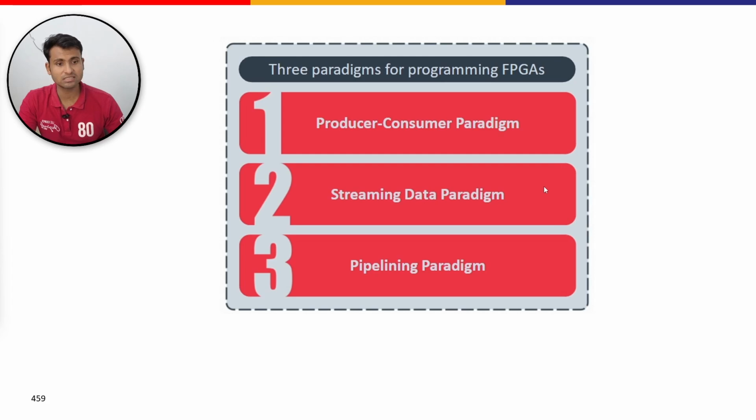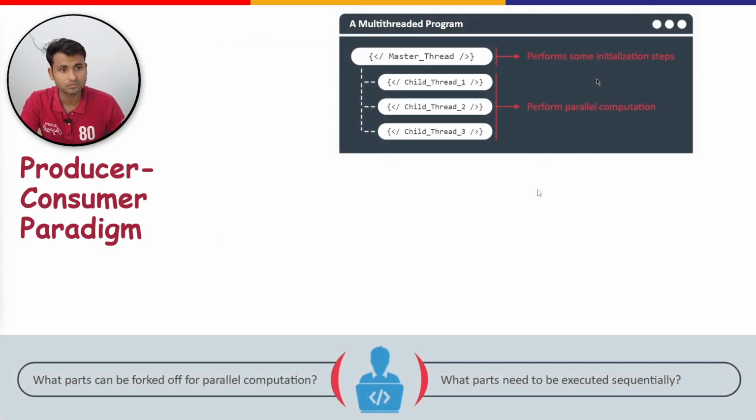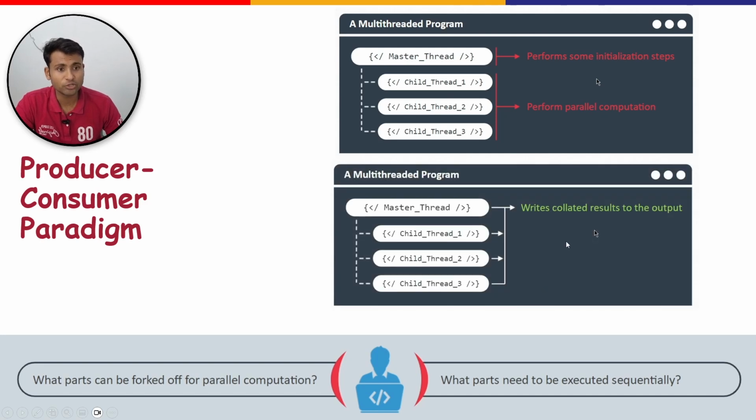So let's first discuss the producer-consumer paradigm. Consider how software designers write a multi-threaded program. There is usually a master thread that performs some initialization steps and then forks off a number of child threads to do some parallel computation. And when all the parallel computation is done, the main thread collates the results and writes to the output.